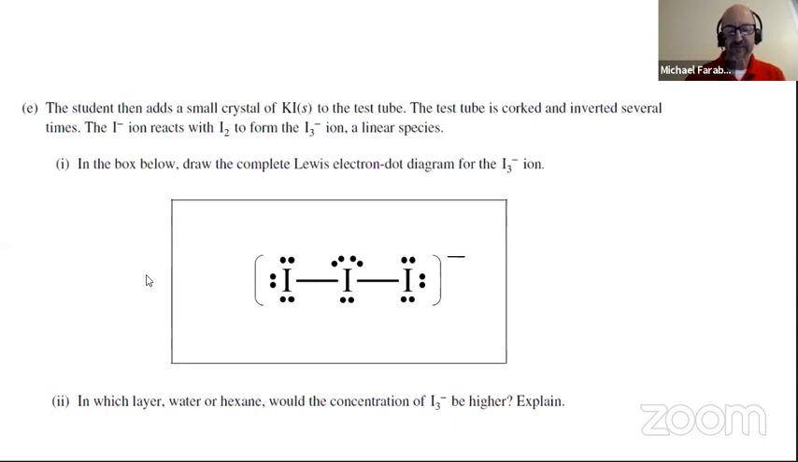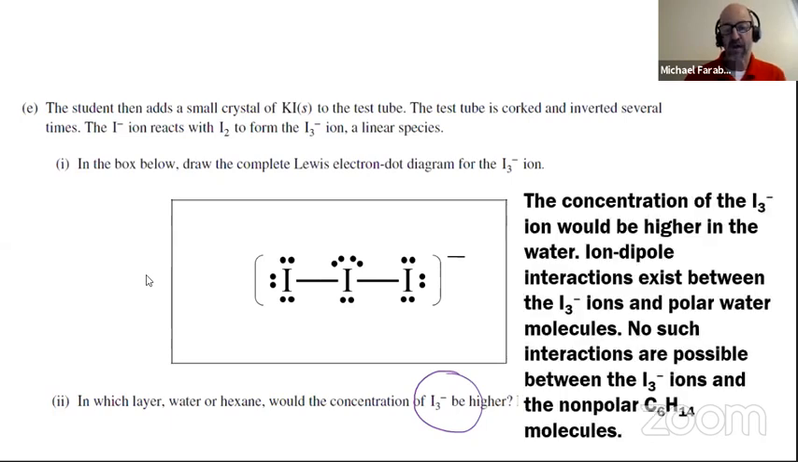Final question. In which layer, the water or the hexane, would the concentration of I3 minus be higher? You may remember learning about London dispersion forces and dipole-dipole forces and hydrogen bonding. Hopefully, you also learned about what are called ion dipole forces. So we clearly have an ion here. For ion dipole forces, they have to be interacting with a polar molecule.